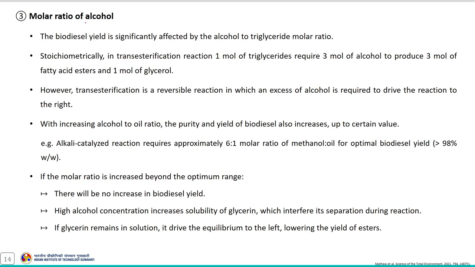Another important factor for biodiesel synthesis is the molar ratio of alcohol, and the biodiesel yield is significantly affected by the alcohol to triglyceride molar ratio. As we discussed in the previous slide as well, the molar ratio of alcohol to triglyceride is a crucial parameter in optimizing the biodiesel yield. Stoichiometrically, in the transesterification reaction, 1 mole of triglyceride requires 3 moles of alcohol to produce 3 moles of fatty acid esters and 1 mole of glycerol. However, as we know, the transesterification reaction is a reversible reaction, so excess alcohol is required to drive this reaction in the forward direction, that is to the right, toward the formation of fatty acid methyl ester.